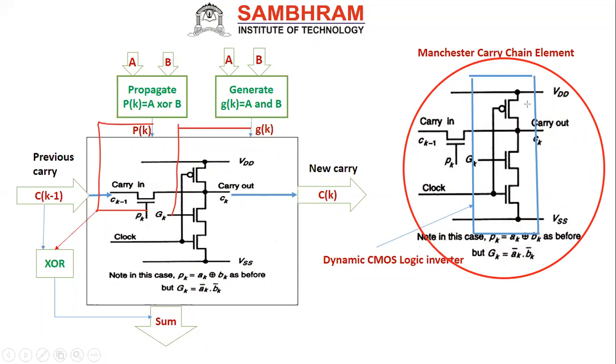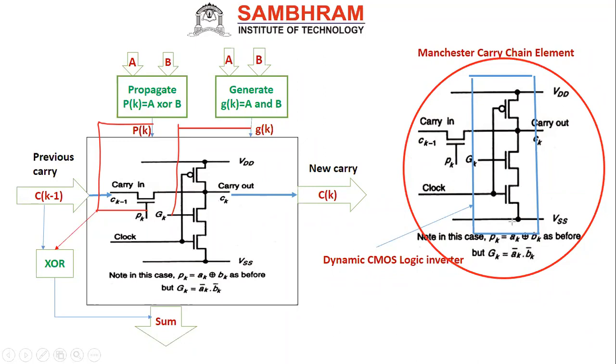Now, in this case, the propagate Pk is nothing but Ak XOR Bk as before, but Gk is nothing but Ak bar dot Bk bar. Previously we took Ak and Bk, but here we are taking Ak bar and Bk bar just for namesake. Now you can see here what we have done.